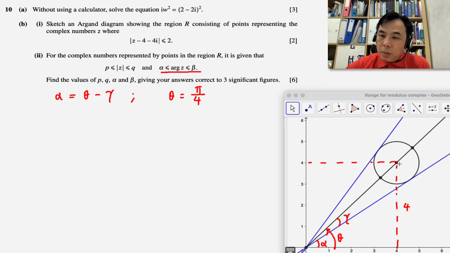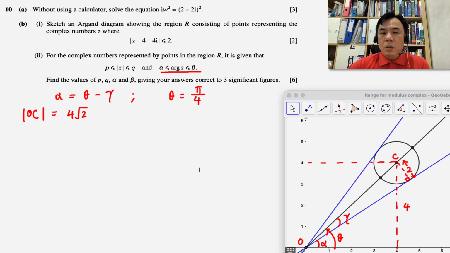How do we find the gamma? We're going to draw another line here, because the blue line is a tangent, and we know the radius for this circle is 2 units long from here. Therefore, we will be able to obtain the gamma quite easily. We can't use tangent in this case. We know the length for OC, which we have already obtained: 4 root 2. That's the length for OC.